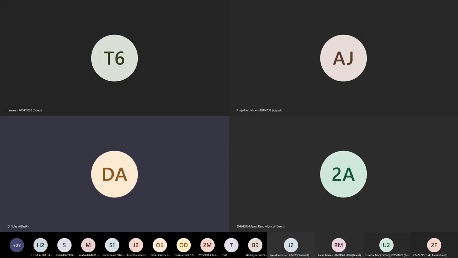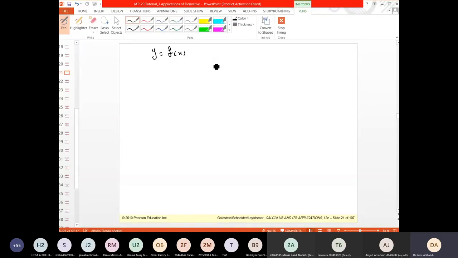Last time, we talked about a very important application of the derivative. This application is to study the behavior of the function: to check if the function is increasing, if the function is decreasing, if the function is concave up, if the function is concave down, if I have a local maximum point, if I have a local minimum point, and if I have an inflection point.